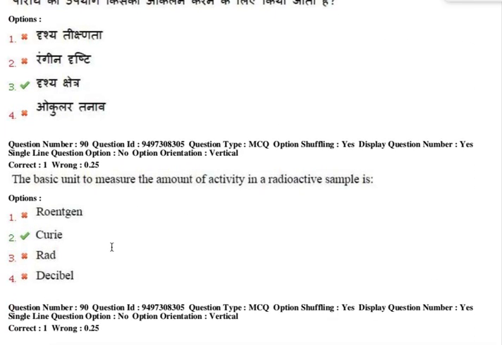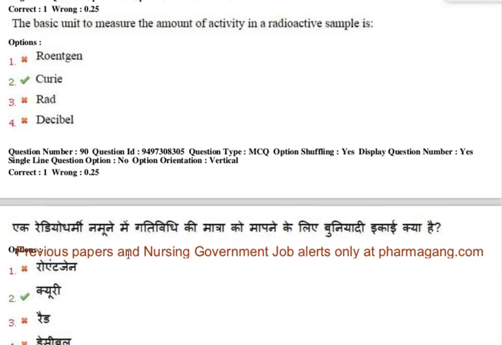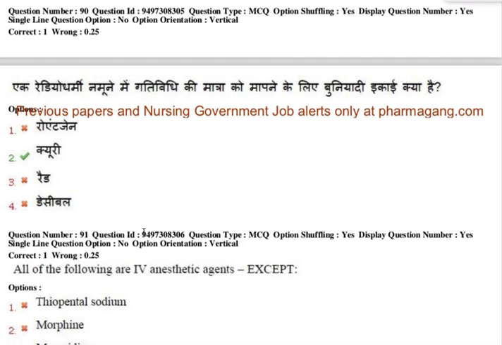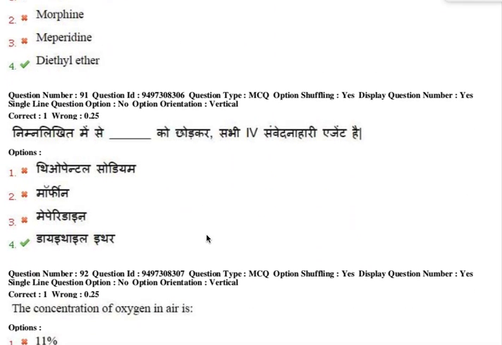Next question, question number 90. The basic unit to measure the amount of activity in a radioactive sample is? Right answer is Curie. Curie is the basic unit to measure the amount of activity in a radioactive sample. Next question, question 91. All of the following are intravenous anesthetics except? Correct answer is fourth, diethyl ether is not an IV anesthetic agent.